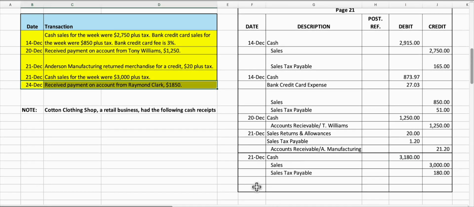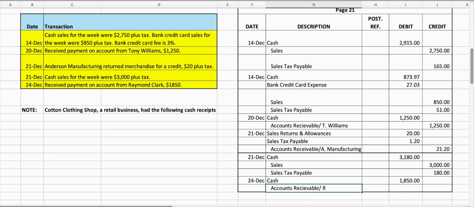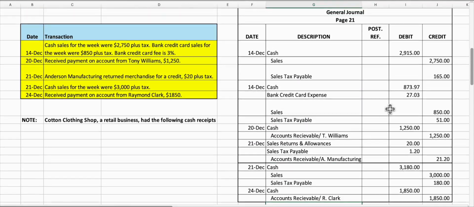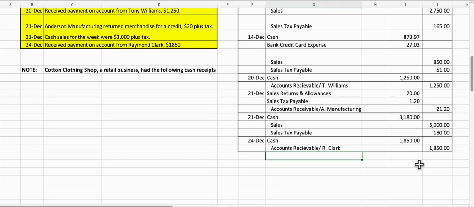Now, the final entry is December 24th. Now, for this one, we received payment on an account from Raymond Clark in the amount of $1,850. So we debit cash for $1,850, and accounts receivable for R. Clark, we credit $1,850. And that will take care of the last entry.